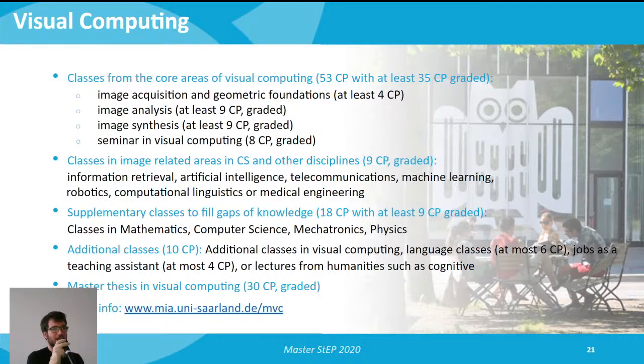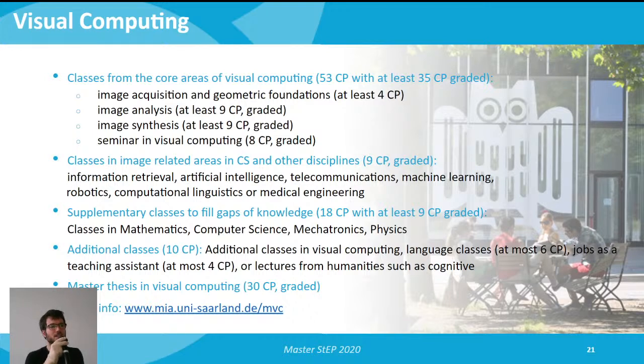So basically, back to visual computing. Classes in image-related areas in computer science and other disciplines. You have to hear all of this, 9 credit points. The supplementary classes fill gaps of knowledge. I see. Sorry.